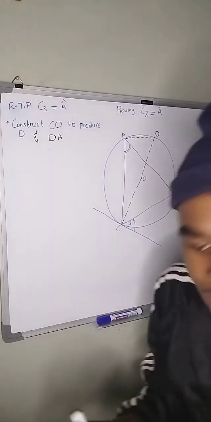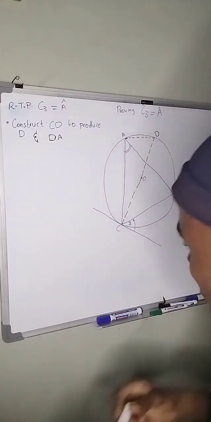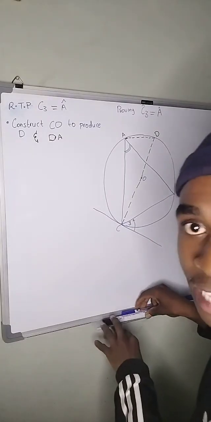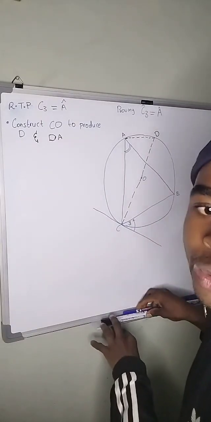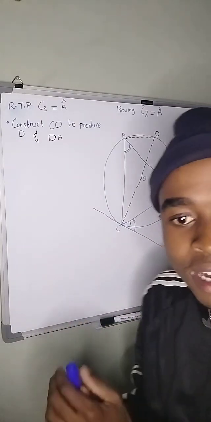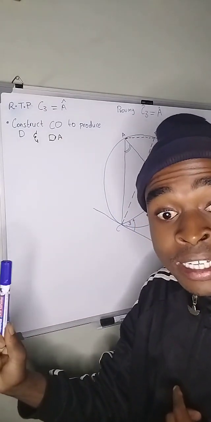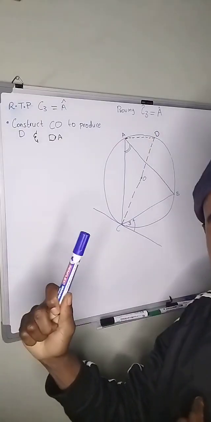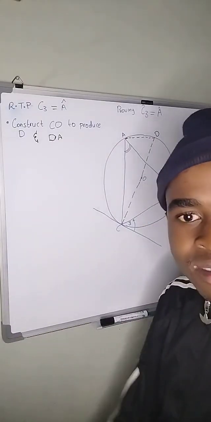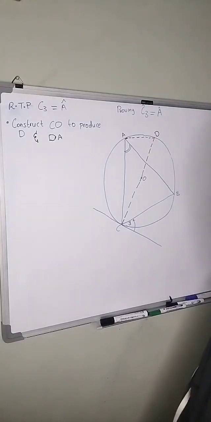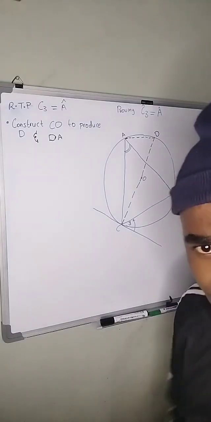Yes, that's our construction, ne? That is the first thing that you have to do. DA. Thank you very much. It's going to be DA. Why DB, guys? Why do a lot of people miss the concept?